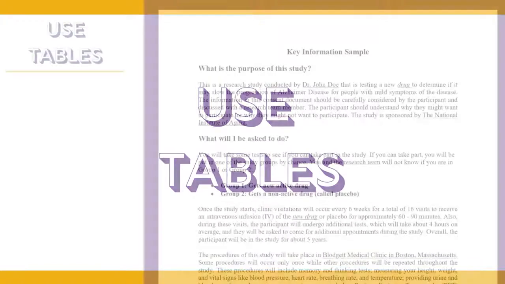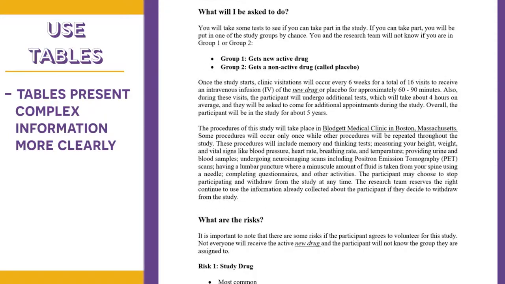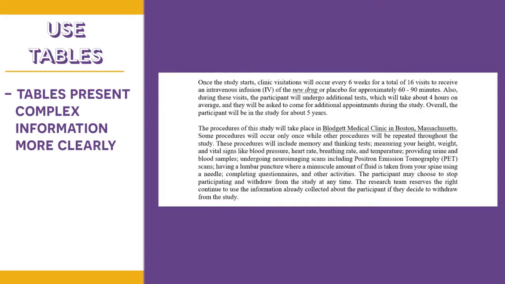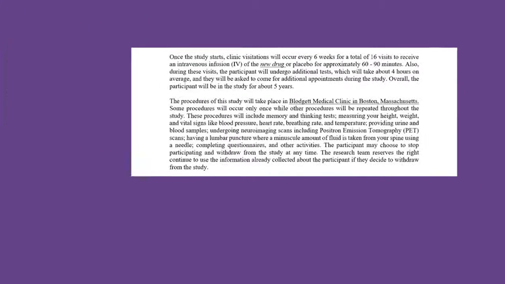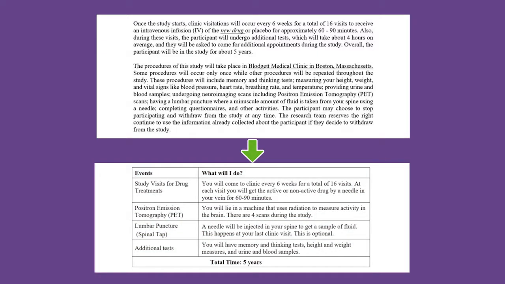Use tables. Tables can help present complex information more clearly to the reader. In our example, participants need to complete a lot of different activities during the study, but it's not easy to quickly see what these activities are. By putting these activities into a table, the reader can easily and quickly see what's involved in the study. When using tables, remember to keep the font size at 12 point or larger, as tables are not an opportunity to cram in extra information.